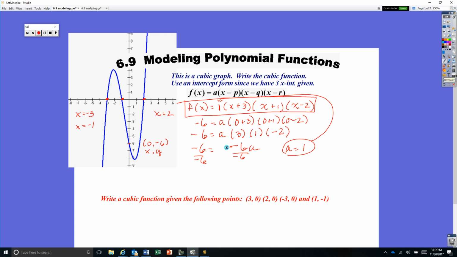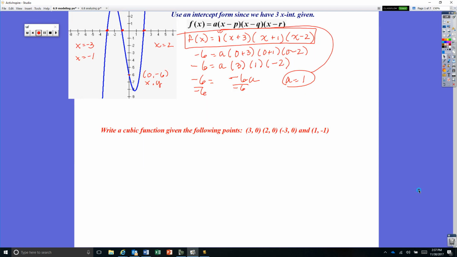Now what if we give you the same information, but this time it's given to you as points rather than on a graph? So if I have these points, 3, 0, 2, 0, negative 3, 0, and 1, negative 1. I'm told to write a cubic function. These are the x-intercepts because they have x values when y is 0.